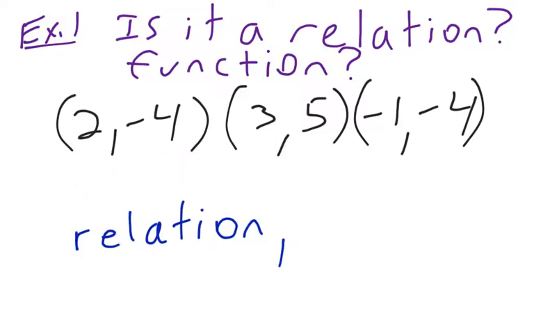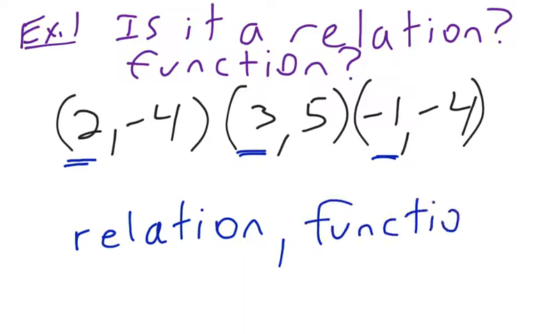So I'm just going to underline my x values. That's all I care about. Never mind that the negative 4s repeat. That doesn't matter. I'm just underlining the x's, the 2, the 3, the negative 1. And now, did we go back to our x? Did anything repeat? 2, 3, negative 1. They're all different, so that means it's a function. So I just look at the x's. If they don't repeat, it's a function. If I go back to my x, it's not a function.